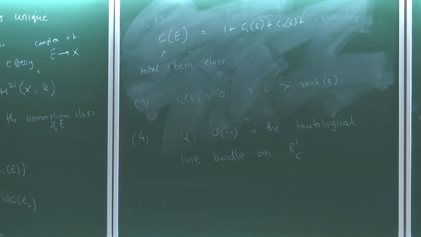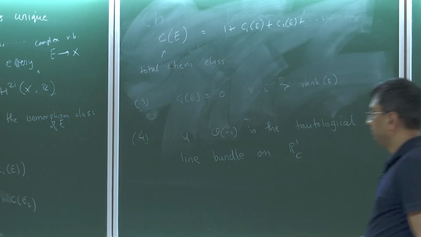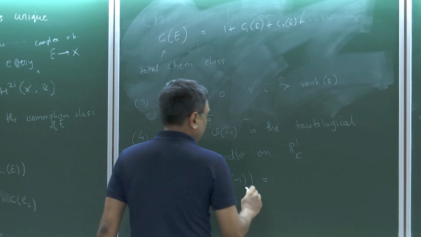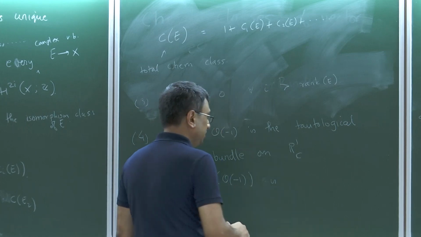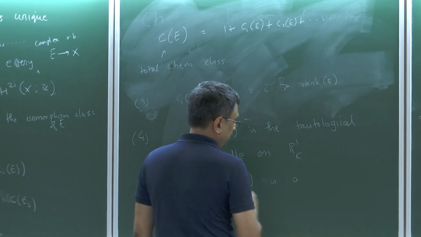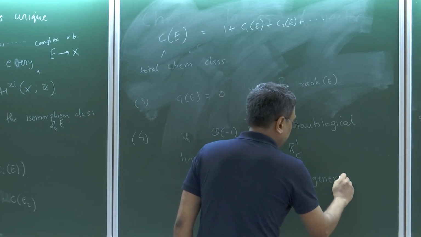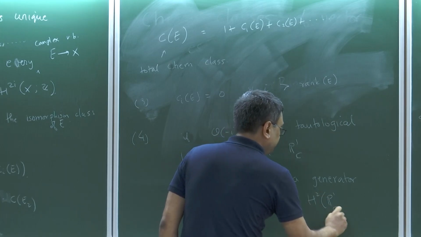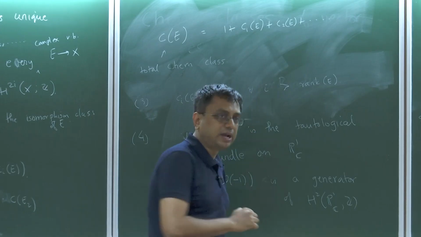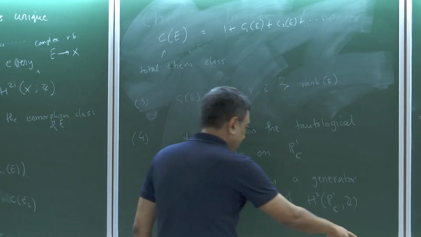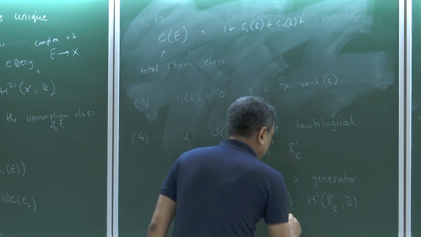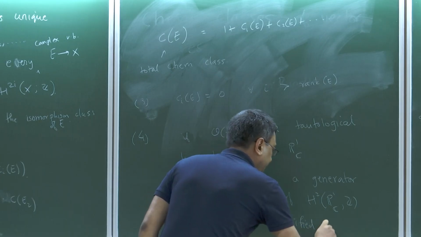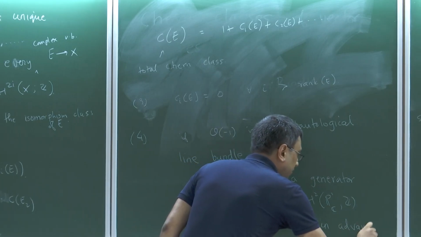So if I take the tautological line bundle on P1 of C, then C1 of O(-1) is a generator of H2 of P1 C specified in advance. So this is written in a slightly roundabout way, so let me comment on that in a minute. So specified in advance. Okay, what does this mean?